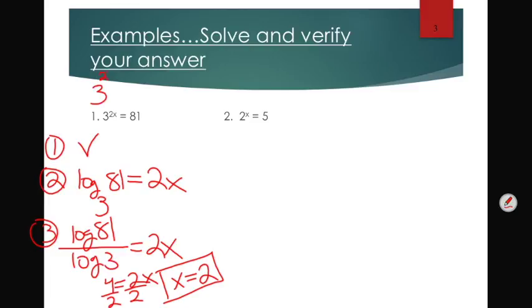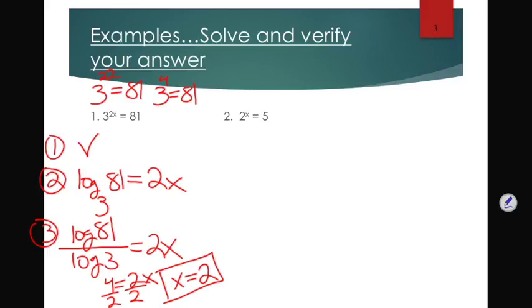So when I plug it back in, for my checking part, if I do 3 to the 2 times 2 is going to be 81. Get 3 to the 4th equals 81. And 3 to the 4th does equal 81. So we are good with x equals 2. That's not an extraneous solution.